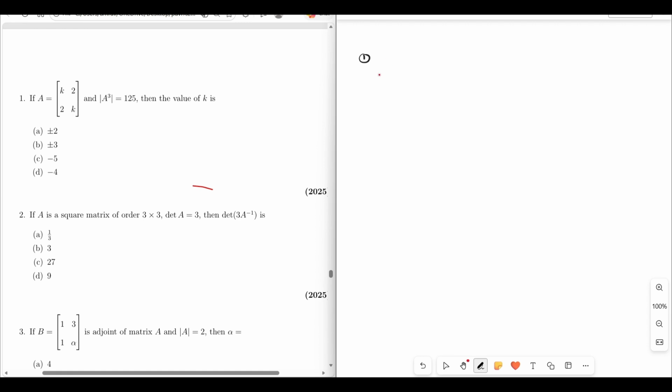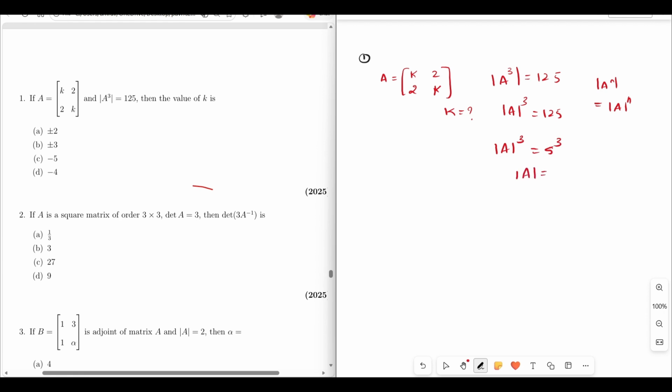They have considered a matrix A with entries k, 2, 2k, a 2 cross 2 matrix, and they have given that the determinant of A cube is equal to 125. They're asking you to find the value of k. Now determinant of A cube is 125. You can write this as determinant A whole power cube, because determinant of A power n is equal to determinant A whole power n. Now determinant A whole cube is equal to 125, which can be written as 5 cube. When you compare these two, you get determinant A is equal to 5.